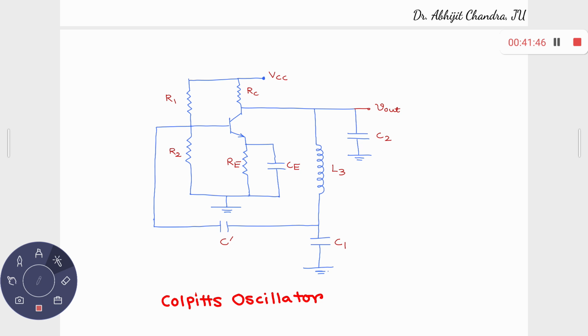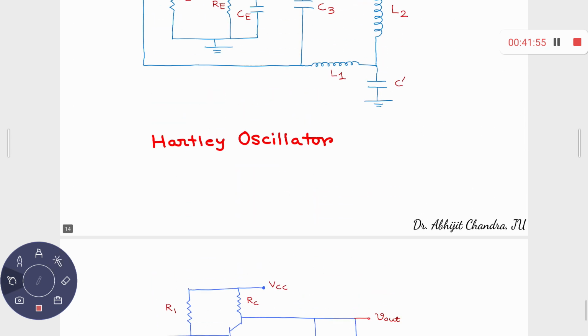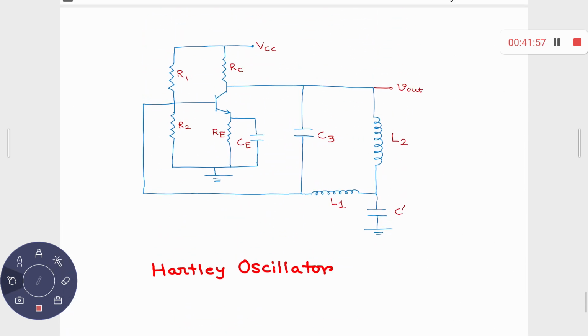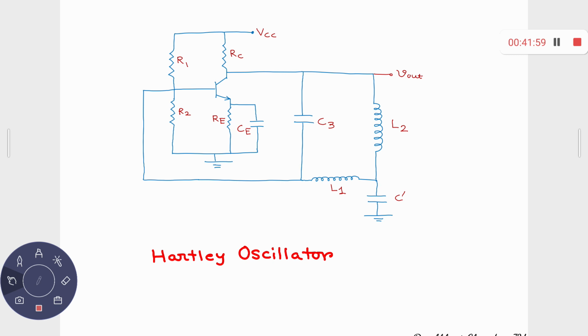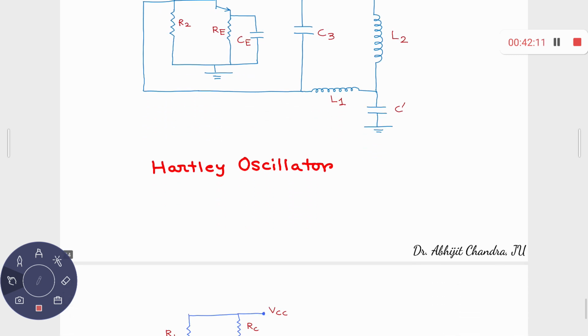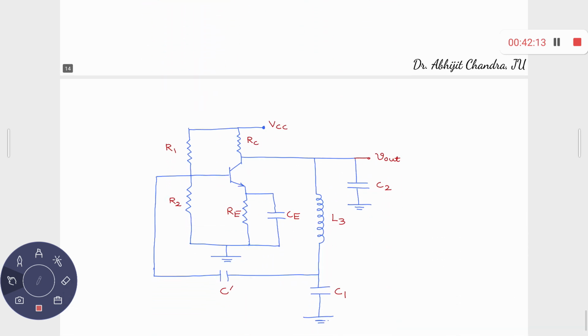Sometimes, if they are DC wise connected like this, even for the last circuit, then you don't require the additional R1, R2 for biasing. You get the biasing directly. Okay, so that's all about your Hartley and the Colpitts oscillator.